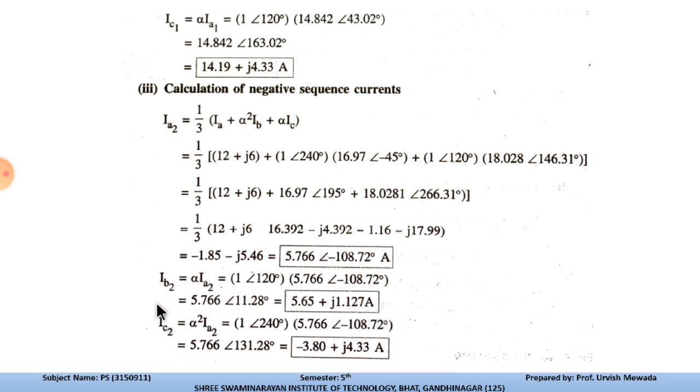And then we can calculate IC2, where IC2 is alpha square into IA2. This is the equation that we have derived in the previous theory. So 1 at angle 240, because this is alpha square, so that's why it is 240, and it is multiplied with IA2, whose value is 5.766 at angle minus 108.72. So IC2 will become 5.766 at angle 131.28, and this is the R angle theta form. Now the A plus jB form is minus 3.80 plus j 4.33 ampere. So this is how we can solve the example for the positive sequence, negative sequence, and zero sequence components.